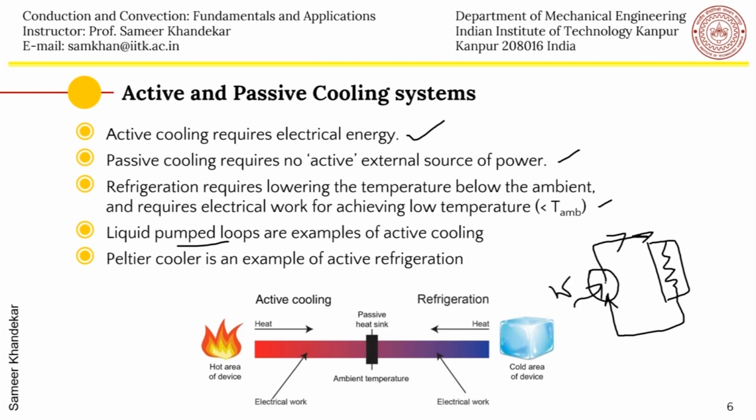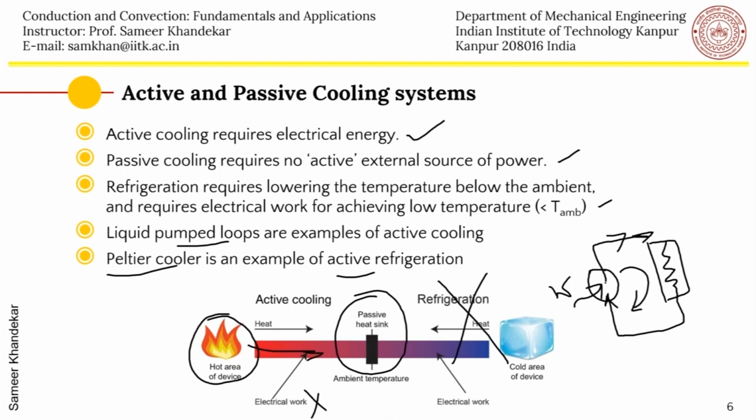A Peltier cooler, if you remember, is an example of active refrigeration. But what we are going to do is use a passive sink, a passive device where there is no electrical work, okay. So heat will get transferred from one location to the other. Mind you, we are not talking about refrigeration here. We are only talking about a passive device by which heat can be transferred from location A to location B without any external power source requirement.